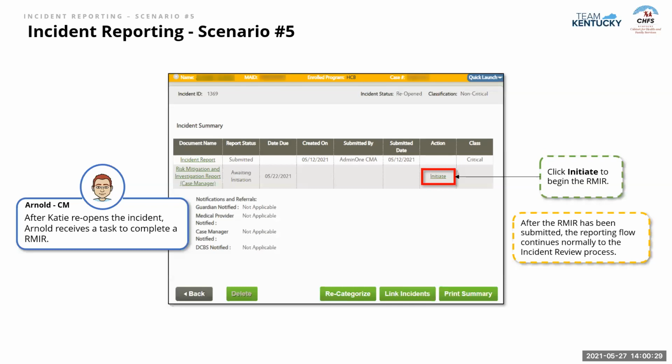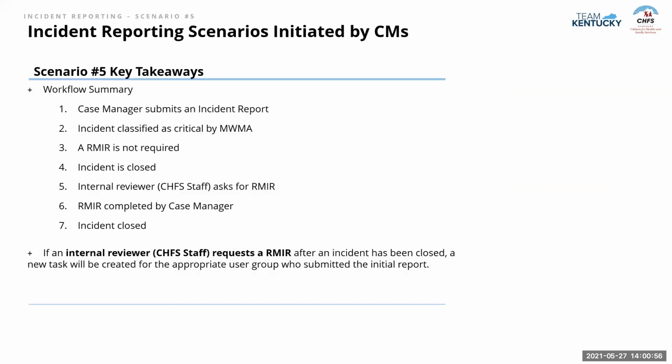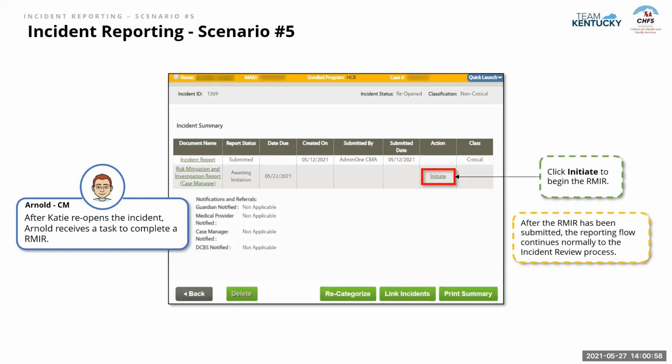All right, so Katie has requested the RMIR, and Arnold, our case manager, since he's the one who submitted the incident report, is going to receive that RMIR task. So again, the incident was reopened. You'll see that the incident status at the top indicates that, and Arnold is able to then initiate his RMIR and can complete that report. After Arnold is done with that RMIR, the incident continues to move through its normal workflow and it can eventually be closed.